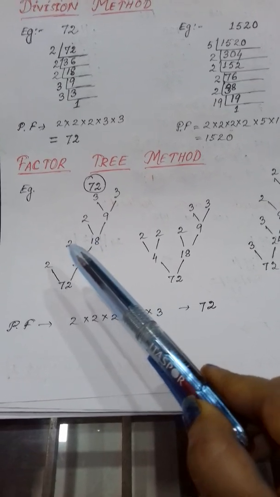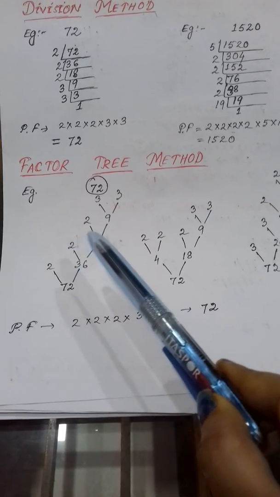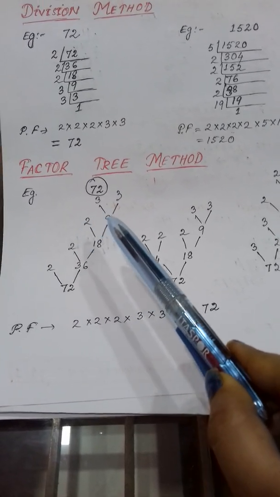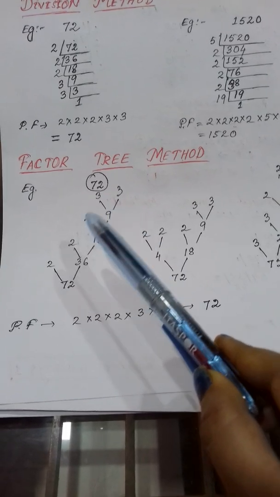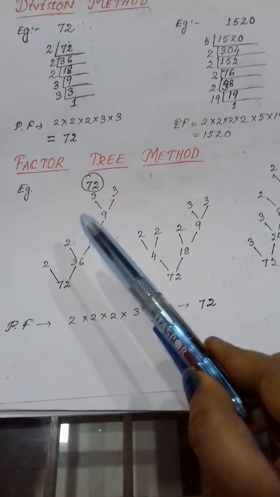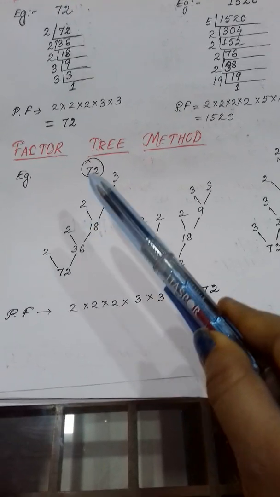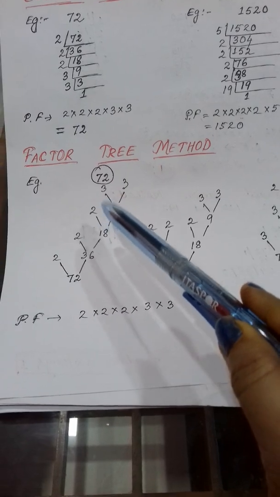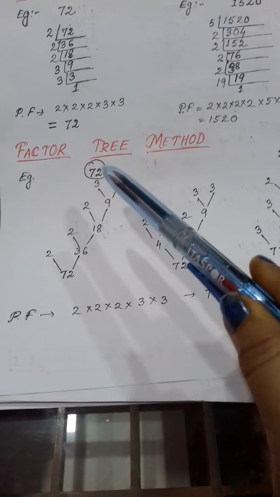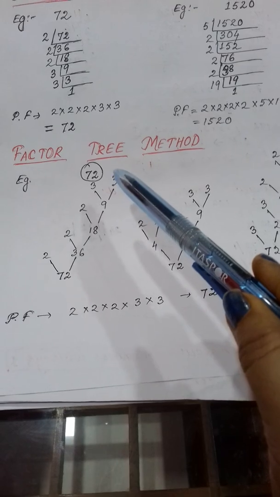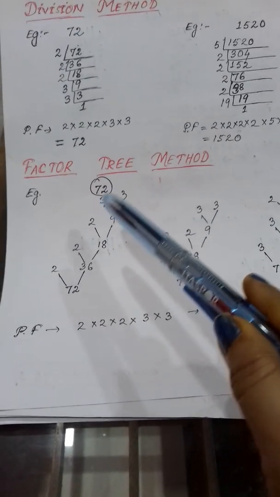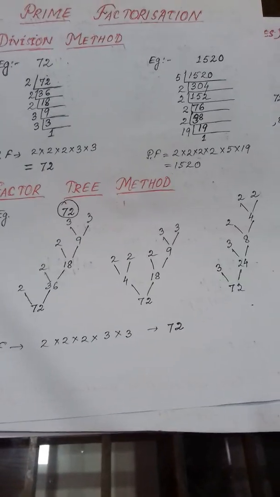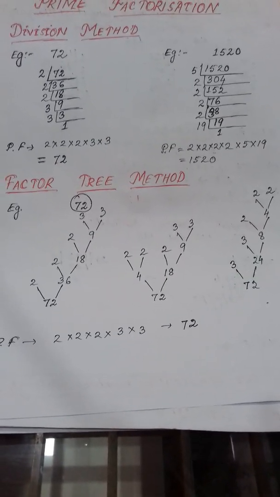Understood? Now 2 is again a prime number, but 18 is a composite number. So 18 will be divided further. 2 into 9. Again 2 is the prime number. 18 you can write with 3 into 6 also. But whatever you write, at last the final answers will be the same. Again 9 can be divided into 3 into 3. So now both the numbers are prime numbers. Now in this method, when at last all the numbers are prime numbers, that means your factor tree method is complete. Got it, students?